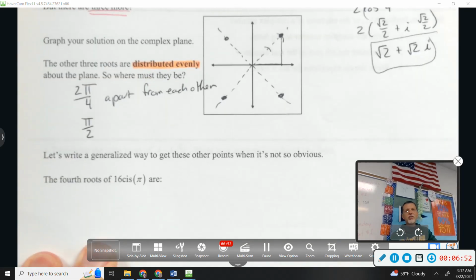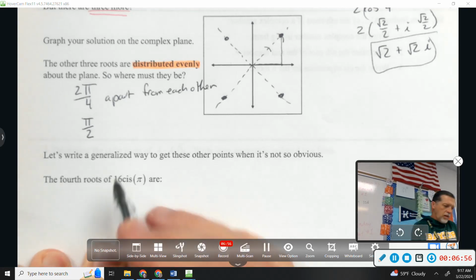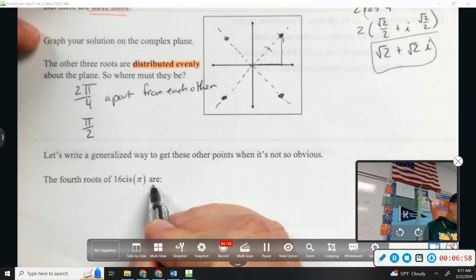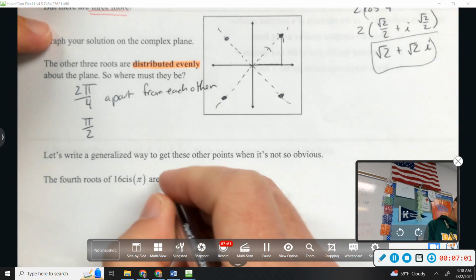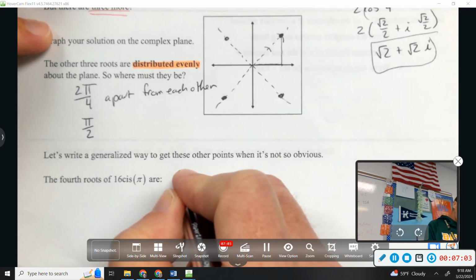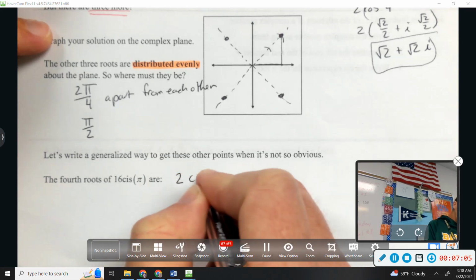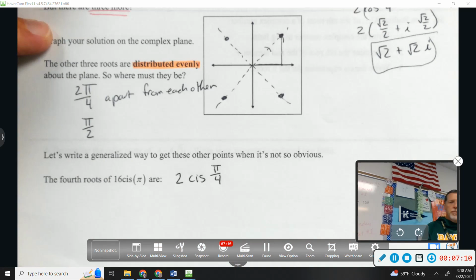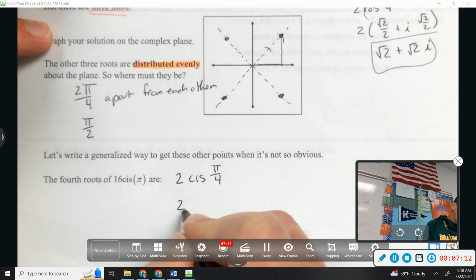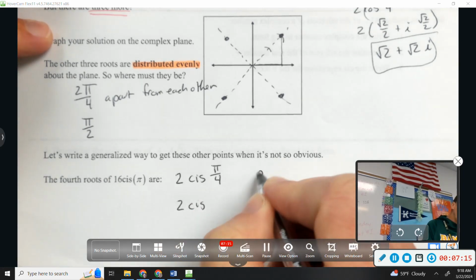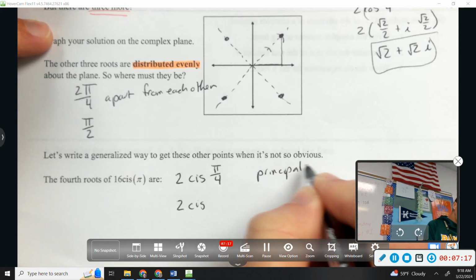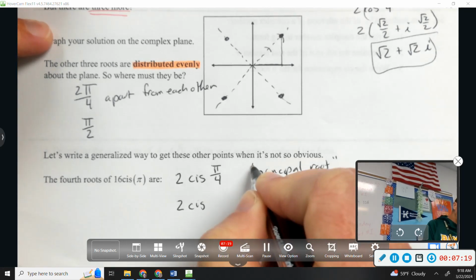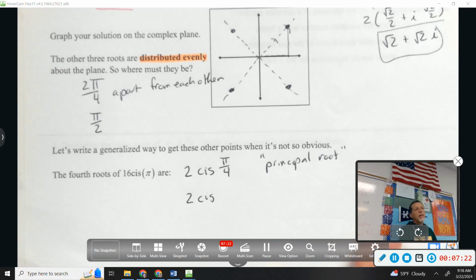Okay, so let's write a generalized way to get those points. The fourth roots of 16 cis pi are, okay, so that was 2 cis, the first one was pi over 4. That's the easy one, that's the principal root. That's our name for it. The first one, the easy one, the first one we find. Then we got to equally space them.